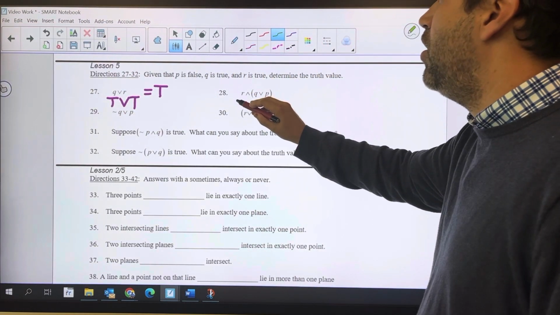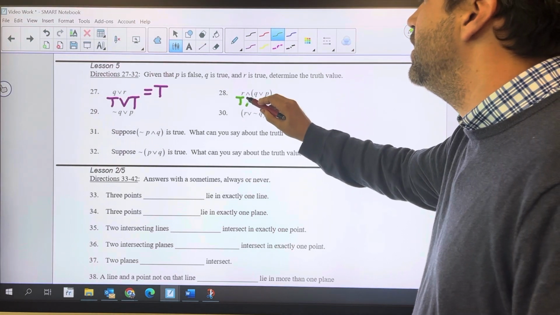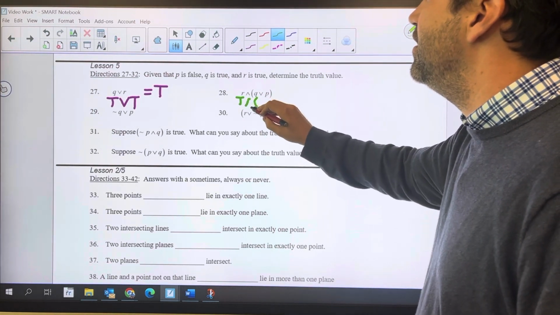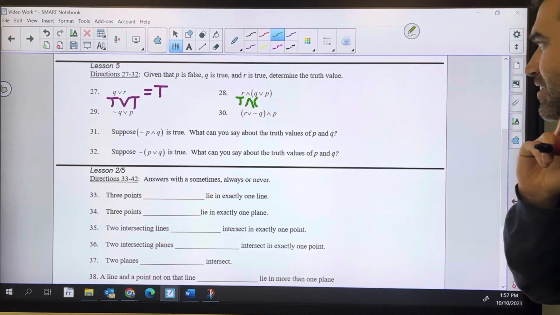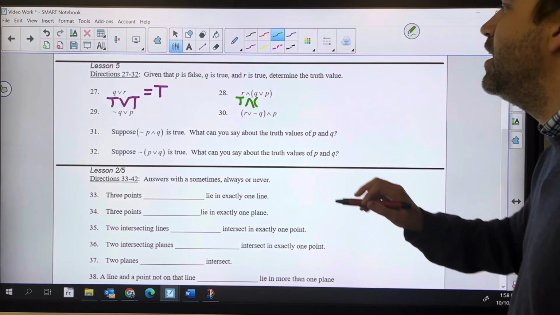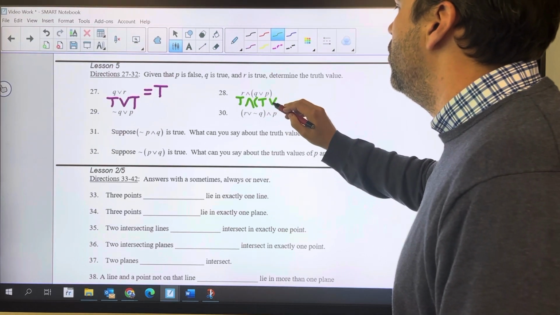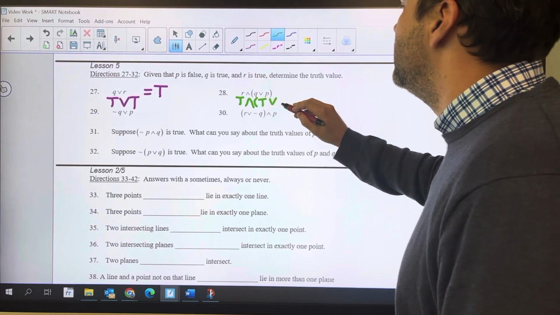28, R is true and, I sometimes do that, it shouldn't be an A. It is an and conjunction though. And then we've got Q, which is true, or, and then P is false.